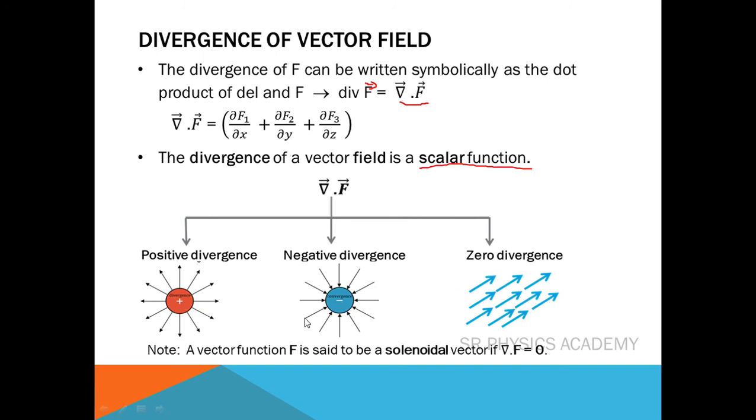One more thing you have to remember: a vector function f is said to be solenoidal when del dot f equals 0. When del dot f equals 0, then we can say that the vector function f is said to be solenoidal. This is one more question they can ask. Now, next we will discuss an example.